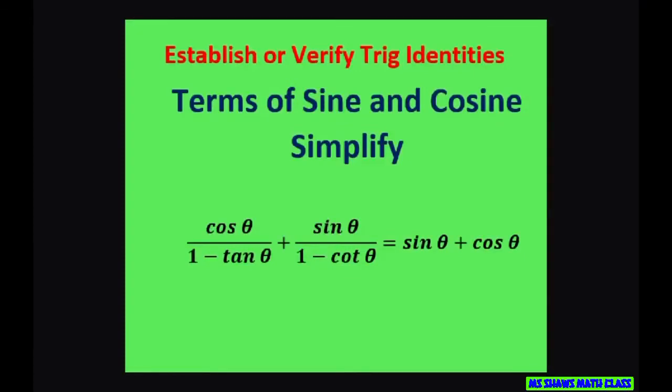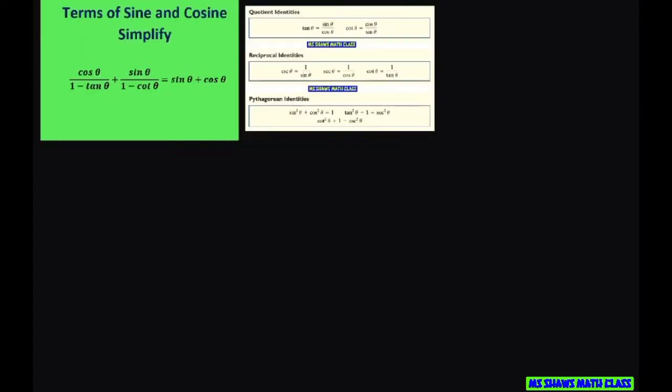We're going to verify this trig identity. I noticed that on the right-hand side of the equation, it's just sine plus cosine. We have tan and cotan on the left-hand side. So what I'm going to do is write these in terms of sine and cosine and then simplify.